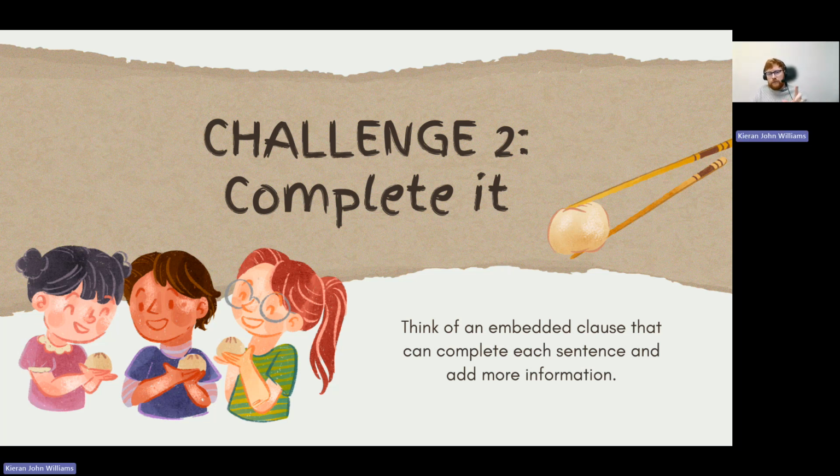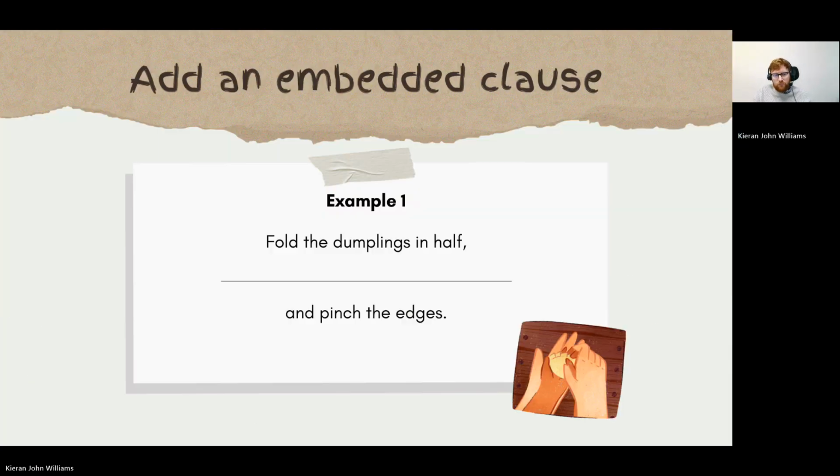So now we're going to shift from identifying embedded clauses to actually creating them. Your task is to think of an embedded clause that you could fit logically into the sentences that we are going to provide. The goal is to add more information in a natural way, enhancing the sentences while maintaining a clear structure. So think about what extra detail might be useful for the reader to know.